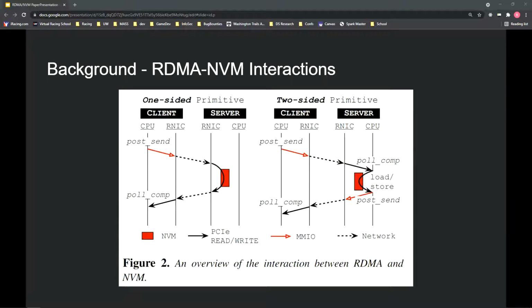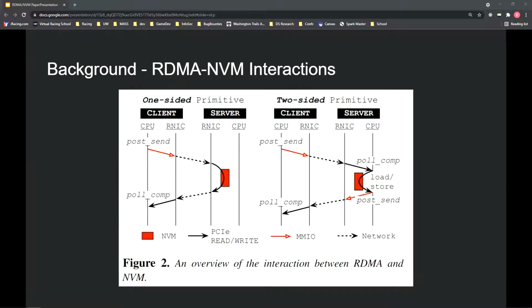All right, so the study focuses on one-sided and two-sided RDMA primitives to interact with the Optane PM NVM. One-sided primitives communicate via PCIe read-write transactions. These can be seen here on the left, where sends go directly to the NVM on the server side. Two-sided primitives utilize the server CPU to read-write the NVM, which can be seen on the right, where sends go to the server CPU before being stored in the NVM.